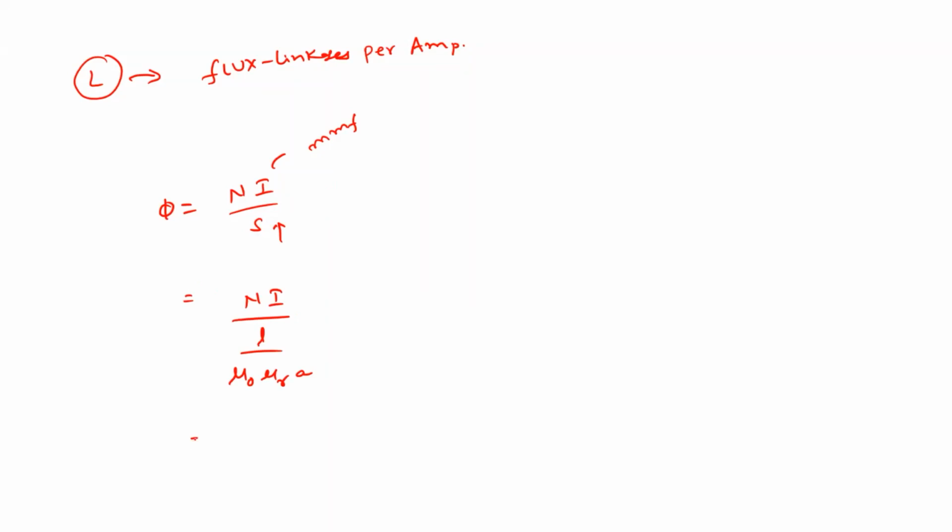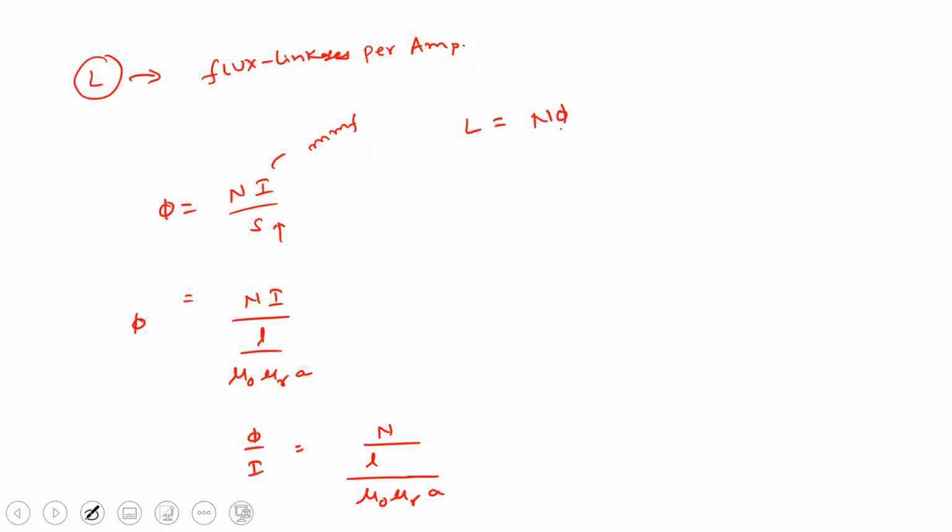If you separate these terms, so phi by I, what is phi by I? It is N by L upon mu naught mu R A, right? Agree? So we can write inductance like this, N phi by I.